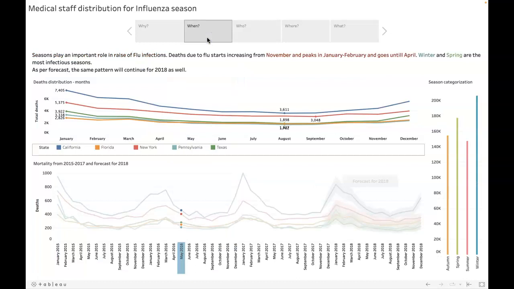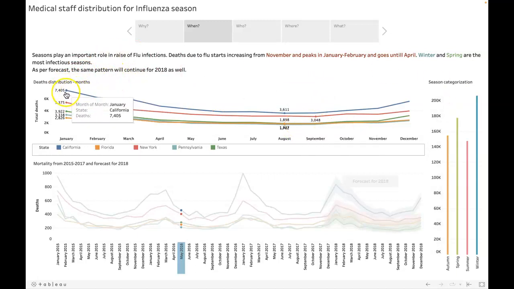Let's start our analysis with when. We have used the death count data across different months to see which months have the highest death count. As you can see, January has the highest death count across all 5 states. These are the 5 highly populated states across the US. And August and September have the lowest death count.